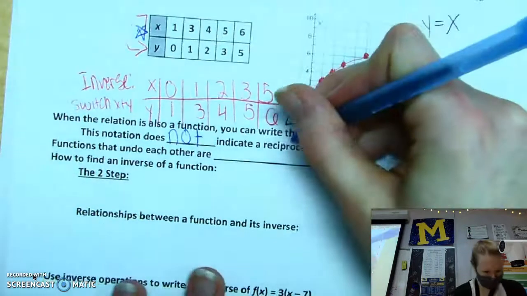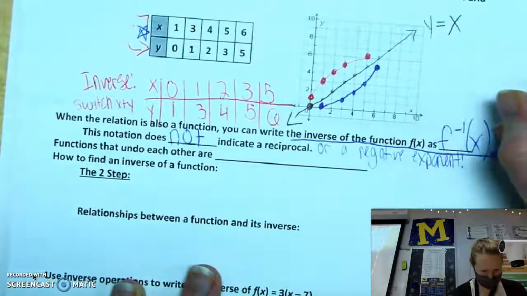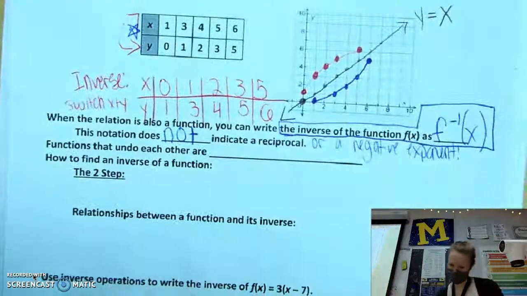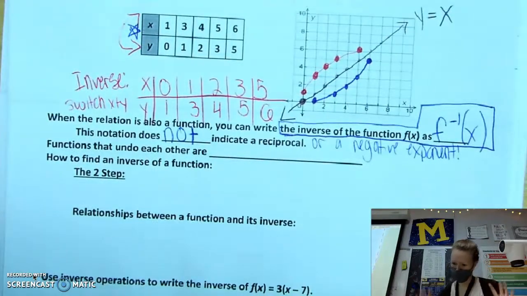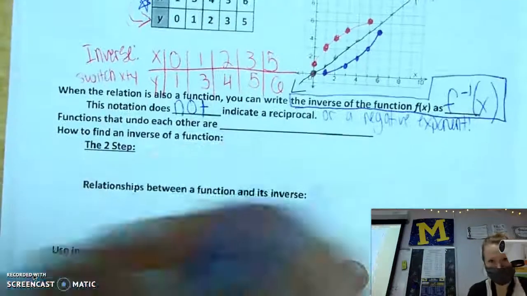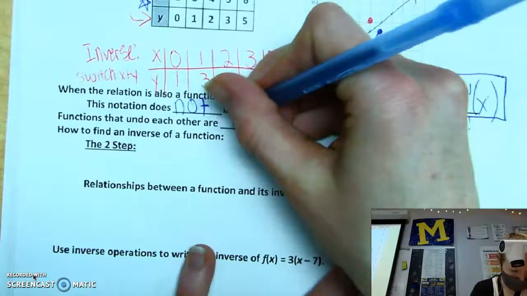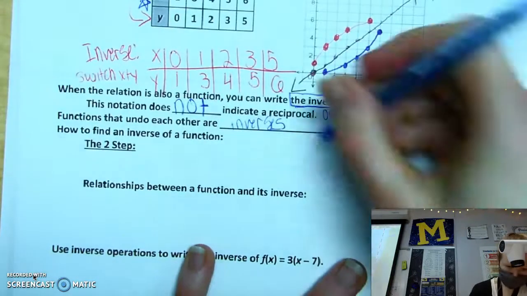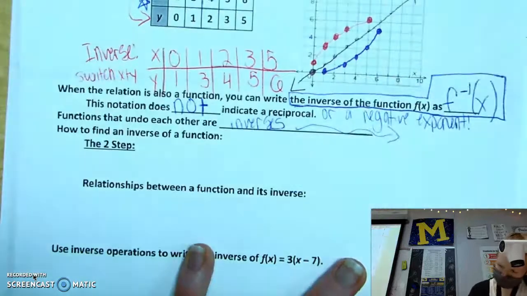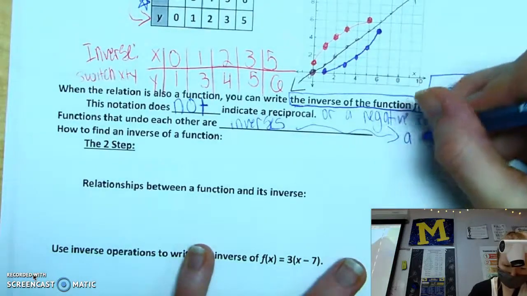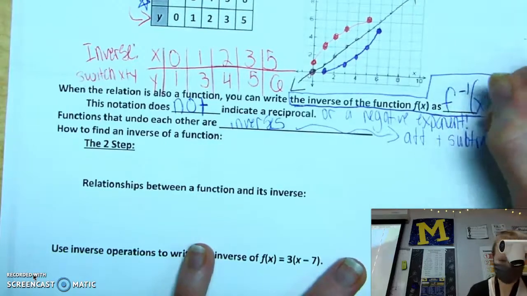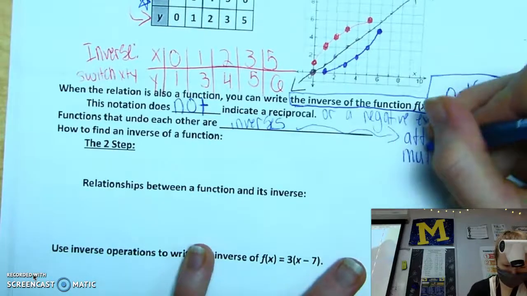So once again, the inverse of a function, f of x, is written like this. It does not mean a negative exponent. So if we have functions that undo each other, those are called inverses, right? So the inverse, functions that undo each other, well, addition undoes subtraction, right? Multiplication and division.